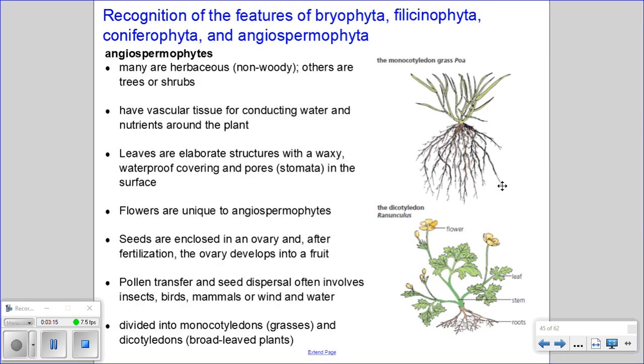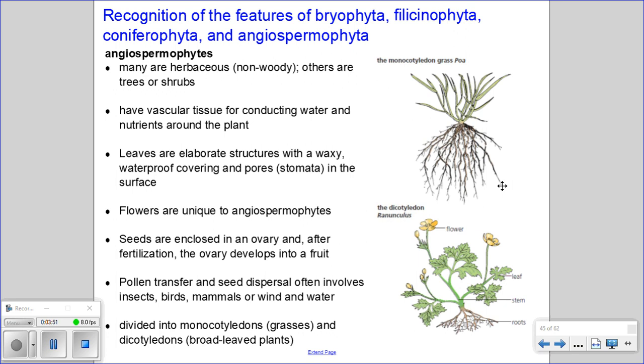For the Angiospermophyta, many are herbaceous, so they're non-woody, while others are trees or shrubs. They have vascular tissue for conducting water and nutrients around the plant. The leaves are elaborate structures with a waxy waterproof covering and pores called stomata in the surface. Flowers are unique to the Angiospermophyta, and the seeds from those flowers are enclosed in an ovary, and after fertilization, the ovary develops into a fruit.